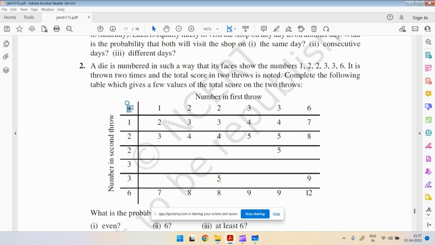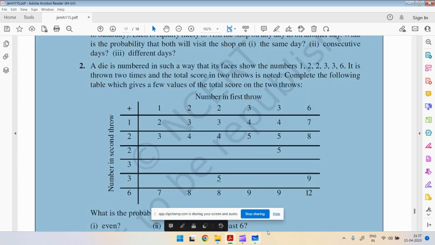If you see this, this is the number in the second throw, and this is the number in the first throw: 1, 2, 2, 2, 3, 3, 6. Now clearly see, this is your total score. This is nothing but 1 plus 1, this is 2. Similarly, 1 and 2, this is 3, 1 and 2, this is 3, 1 and 3 is 4, 1 plus 3, 4, 1 and 6, this is 7.